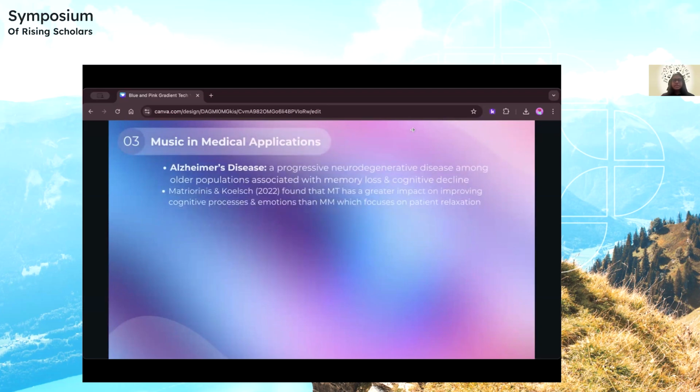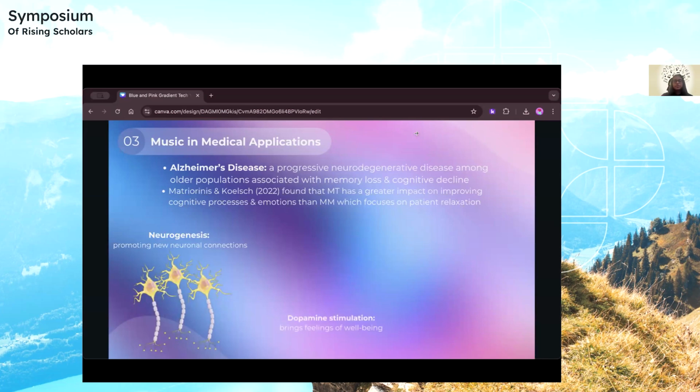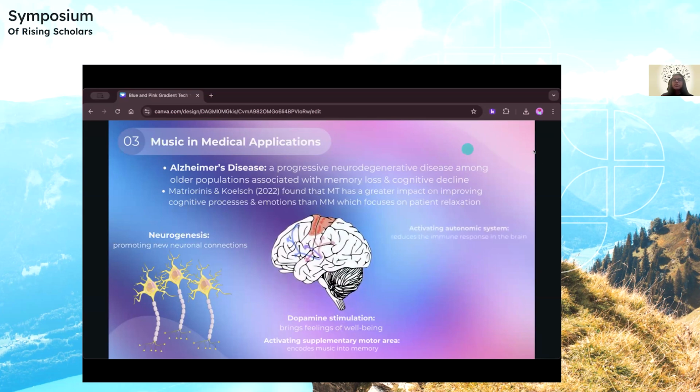We all know that it is a progressive neurodegenerative disease. And there are three main ways that music impacts Alzheimer's patients. First is through neurogenesis. It's able to promote a lot of neuronal connections in brain cells that have previously stopped working. In addition, it's able to stimulate dopamine, which brings a lot of feelings of well-being and pleasure. Alzheimer's patients also have depleted dopamine. It also activates the supplementary motor area, which encodes music into memory. Finally, it also activates the autonomic system, which reduces the immune response in the brain, which is harmful for Alzheimer's patients.